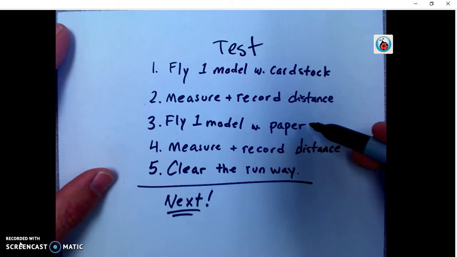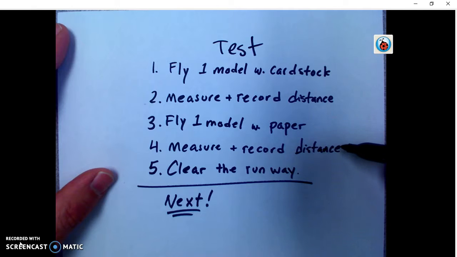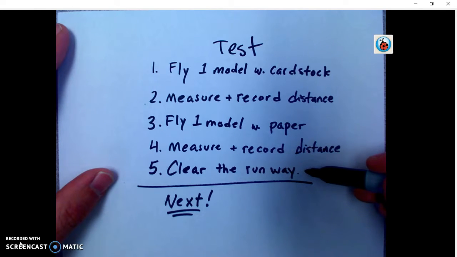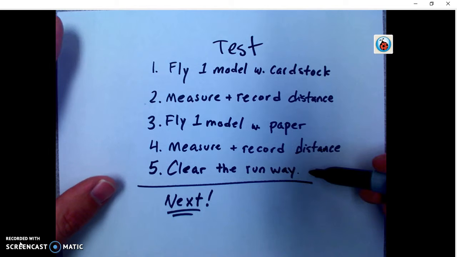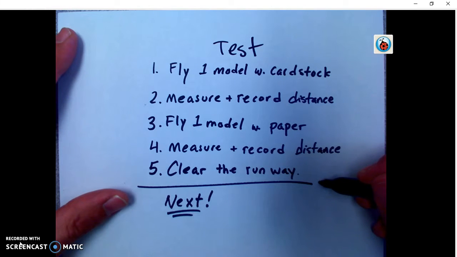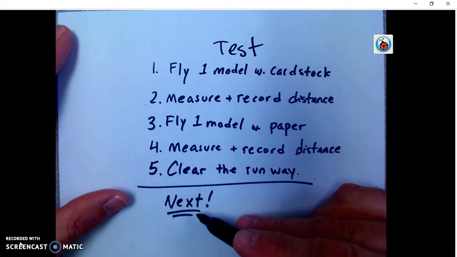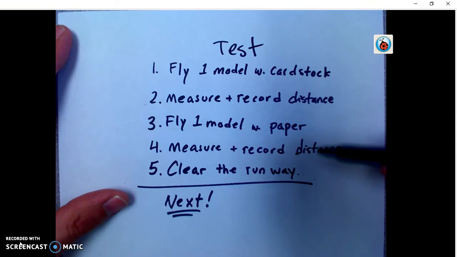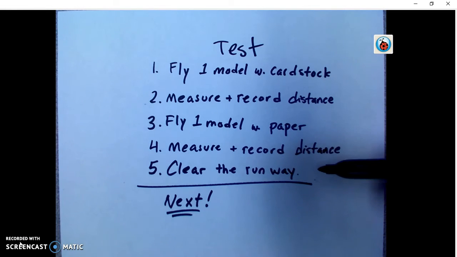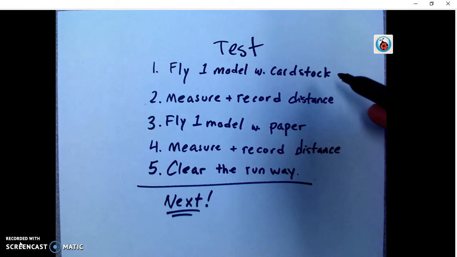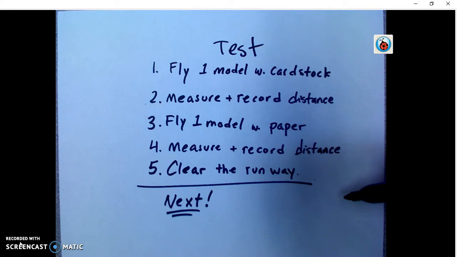Then you fly the next plane made out of the regular paper, you record the distance. Finally, you clear the runway and your team's testing is done. Now this should be repeated multiple times. So you're going to do one round and then the next table gets to go. That's why I wrote next. And then the next table goes and so on. As we go through these rotations, we're going to have each table hopefully able to go at least twice, maybe more. It depends how efficiently we get the job done. But that's the idea behind today's lesson.